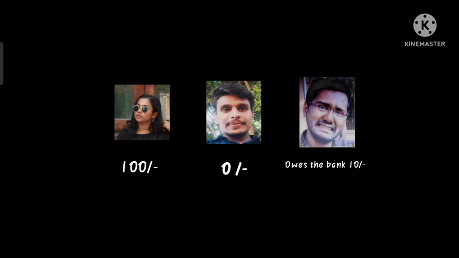Consider the case of money. Here, we can see 3 friends. Suppose the first person has 100 rupees, the second person has 0 rupees, and finally the third person owes the bank 10 rupees. How can we express that? Yes, using negative numbers, and we can say that he has negative 10 rupees.